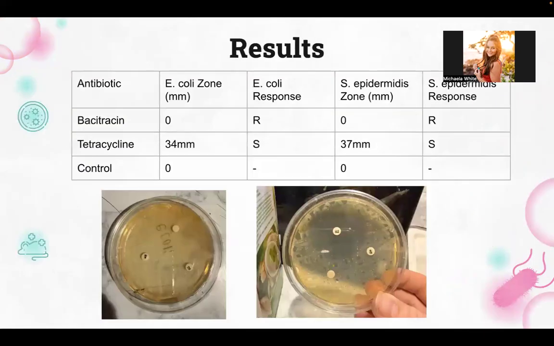Okay, so this is my results table. Our results showed that both bacteria were resistant to bacitracin with zero zones of inhibition observed. However, both were susceptible to tetracycline. E. coli showed 34 millimeters, while SE showed 37 millimeters, and the control discs showed no inhibition, confirming that any observed effects were due to the antibiotics themselves. And as you can see in my agar plates, I set the discs pretty far apart from each other so that there was no overlap.